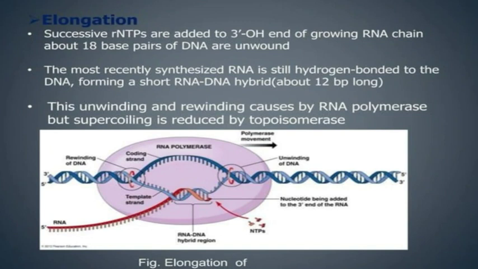Elongation begins with the release of sigma from the holoenzyme. The dissociation of sigma allows the core enzyme to proceed along the DNA template, synthesizing mRNA in a 5' to 3' direction at a rate of 40 nucleotides per second.